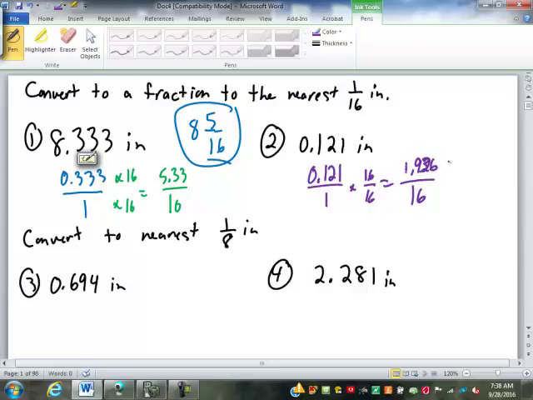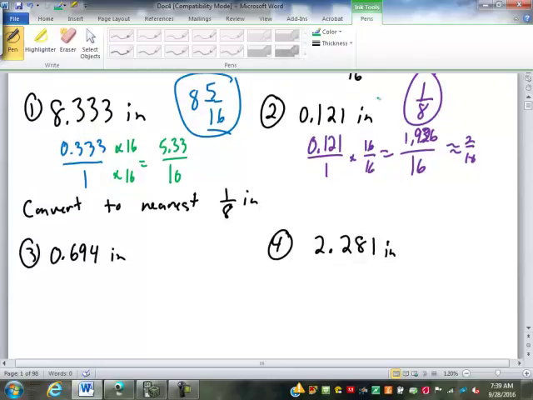That's between 1 16th and 9 16ths. It's closest to 2 16ths. So that's 1/8. Yes, we can still simplify it, because if you're looking for a tool, the tool wouldn't be listed as a 2 16ths, it'd be listed as a 1/8. Any questions on those two?